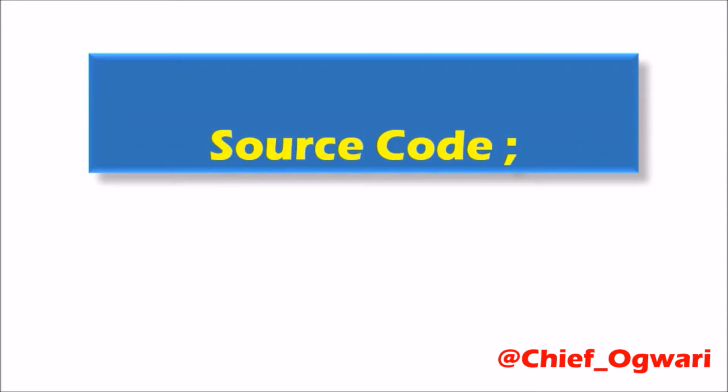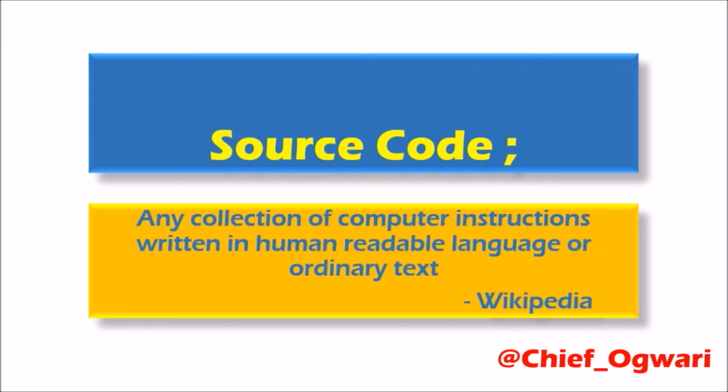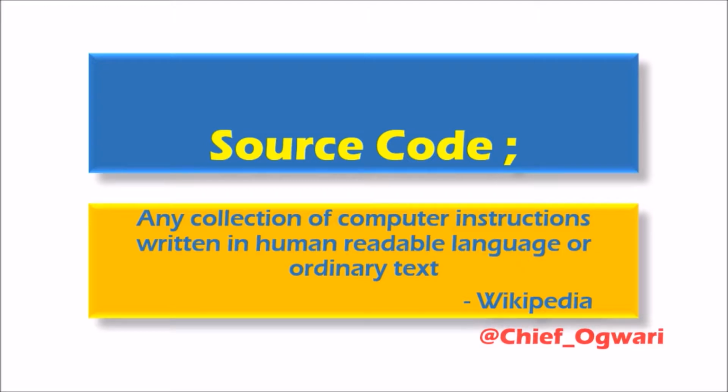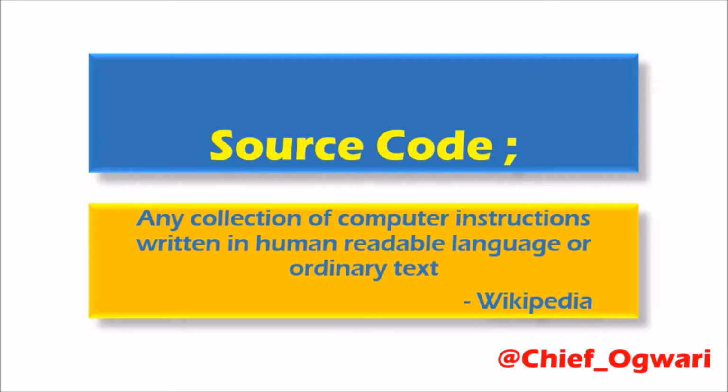So what is a source code? Basically, a source code is any collection of computer instructions written in human readable language or ordinary text. That is the definition from Wikipedia, but to clarify that for you, picture yourself playing a PlayStation 4, maybe FIFA, and the X button on the controller is for you to pass the ball, and you understand passing in form of X. But the machine, the PS4 machine, cannot understand X. When you press it, you actually command it, and it is a bunch of ones and zeros. That is actually the object code.